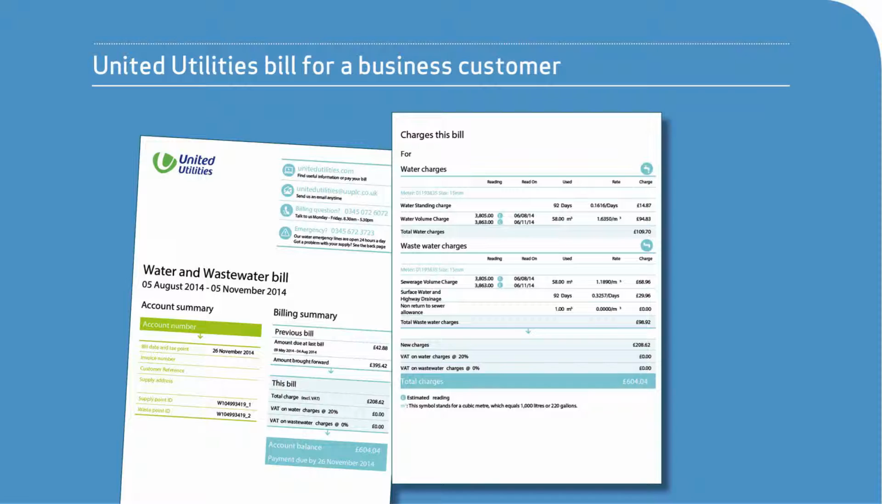On screen now, you should be able to see an example of a typical United Utilities bill for a business customer. And this lists the charges per category, and again this will depend on the services that you receive from United Utilities. For the remainder of this webinar, we're going to discuss the surface water and highway drainage charges in the wastewater category. But again, if you'd like to know more about water charges in general, there's plenty of information on our website, or if you prefer, you can ask questions to your key account manager.